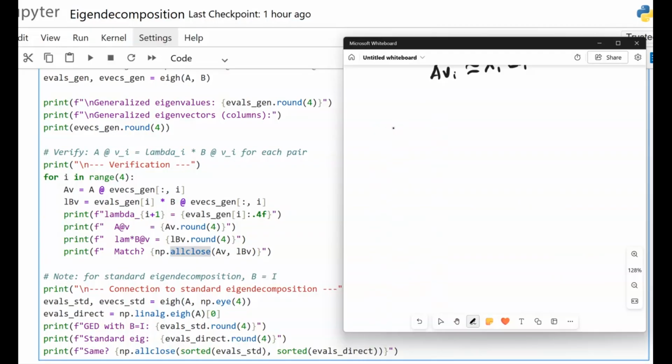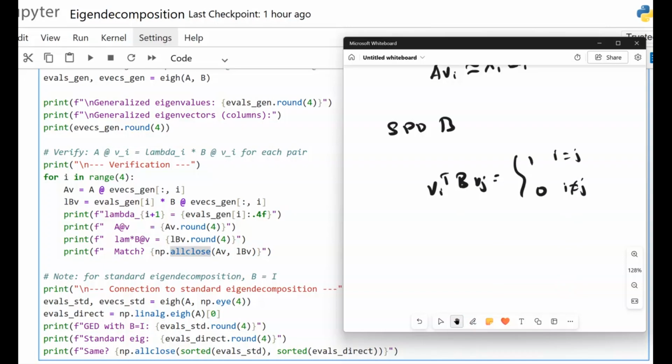And for symmetric positive definite B, the eigenvectors satisfy V sub i transpose B times V sub j, which equals 1 if i equals j, and 0 if i is not equal to j. So here the eigenvectors are orthonormal under the B inner product, not the standard dot product.